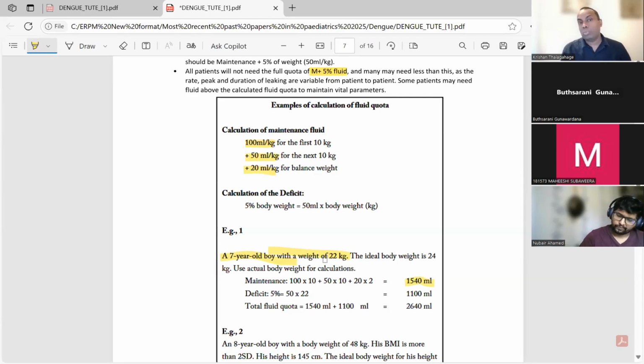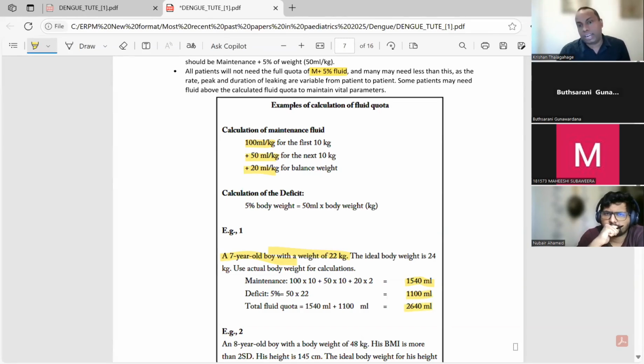1.1 kilos is 1100 grams. 1100 grams is equal to what? 1100 milliliters. The density of water is 1. Therefore, 1100 milliliters equals 1100 grams. So maintenance is 1540, deficit is 1100. So the total is 2640. Was that understood?